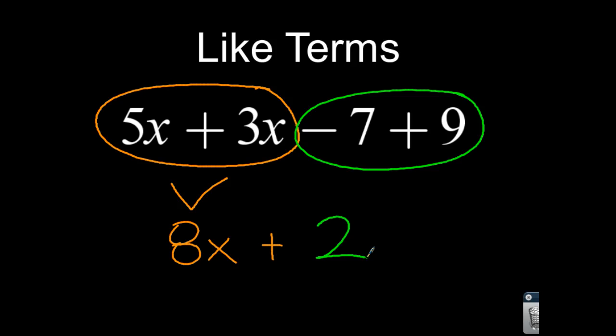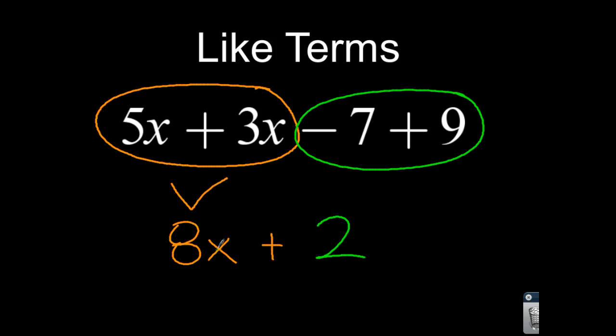Now what I want you to notice is that I cannot actually add this 8x and this 2. You cannot combine them together, because this is really saying 8 of some number. We don't know what x is. It's some number, we're not sure what it is. But whatever it is, we have 8 of them.